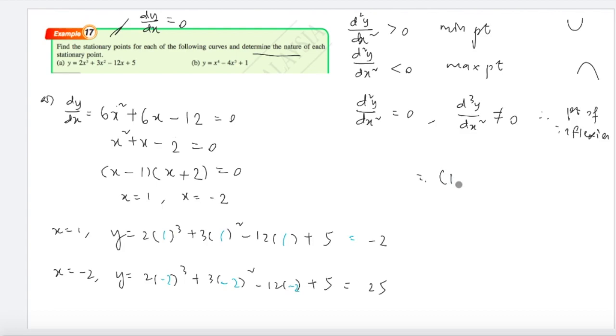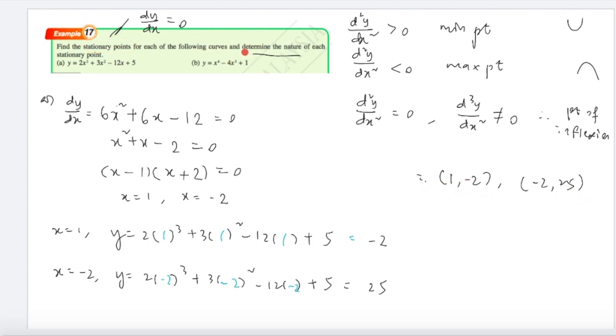So there are 2 points. One is (1, negative 2). Another one will be (negative 2, 25). These are the turning points. These are the stationary points. Done, but not yet done, because I just finished the first one: find the stationary points.